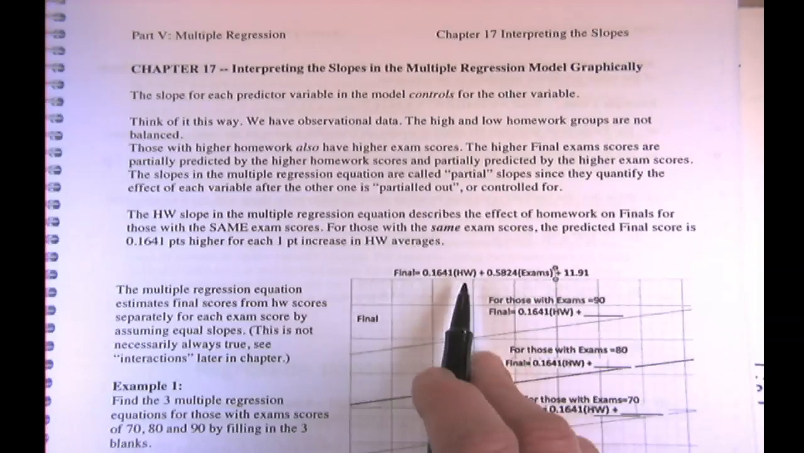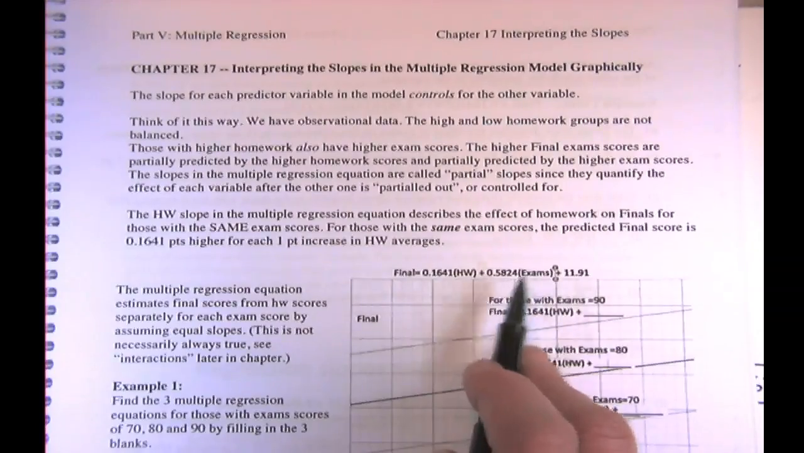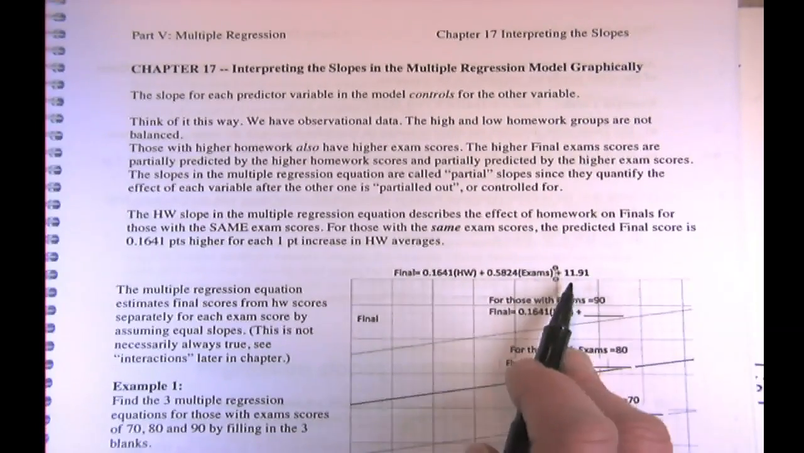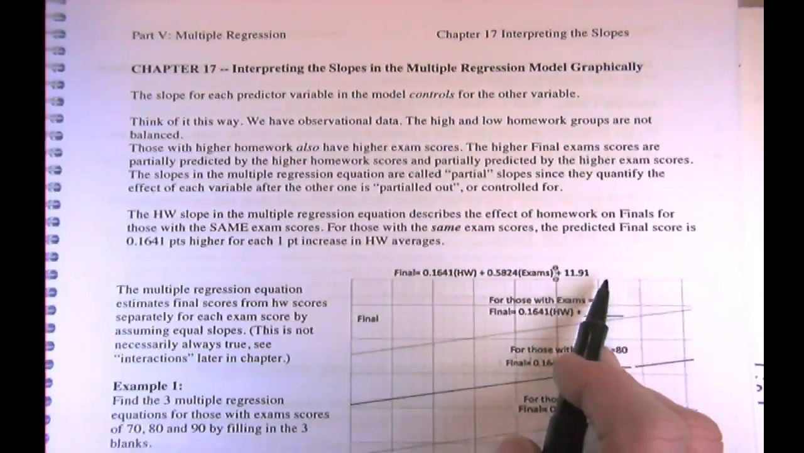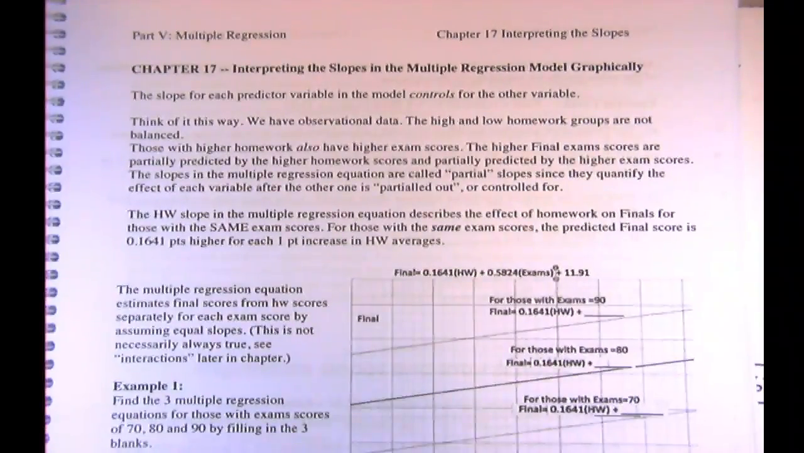final exam score equals 0.1641 times students' homework plus 0.5824 times their exam average plus 11.91. This was based on 107 students from a former Stat 100 class.